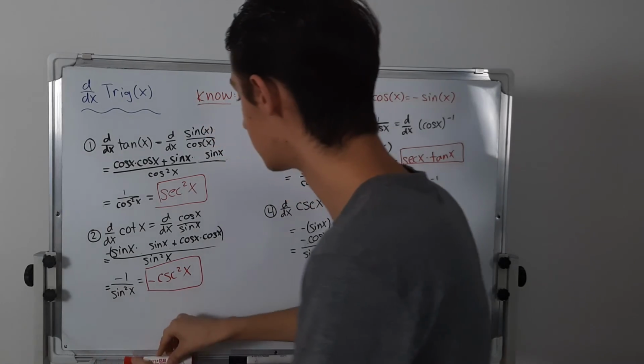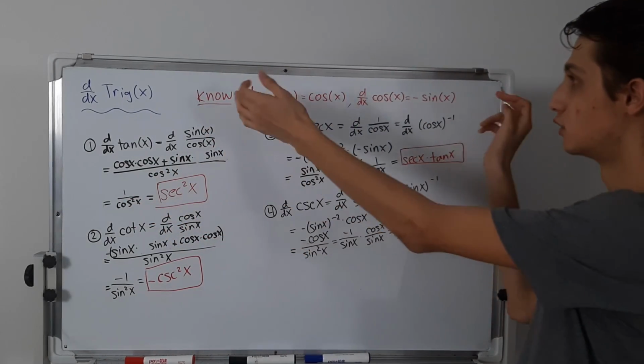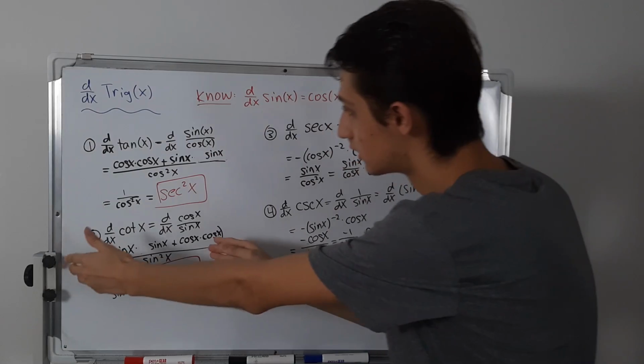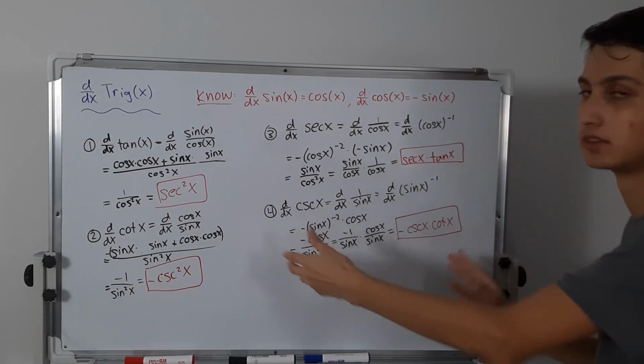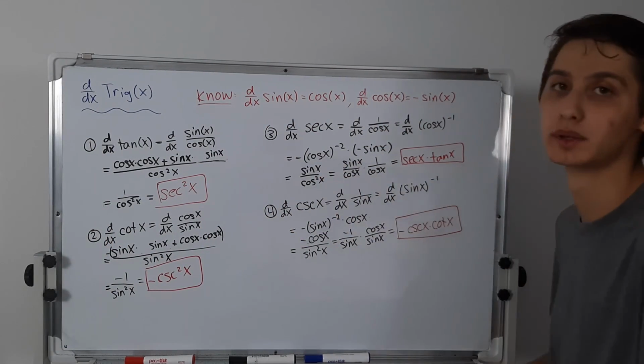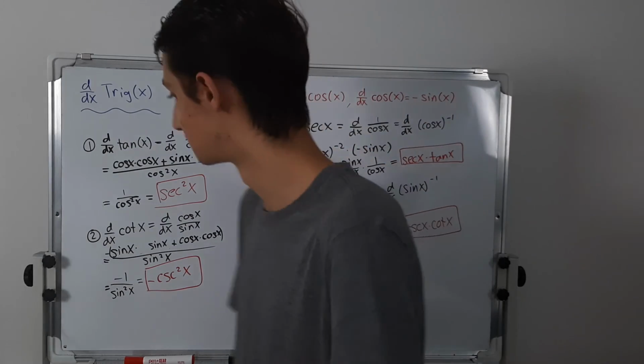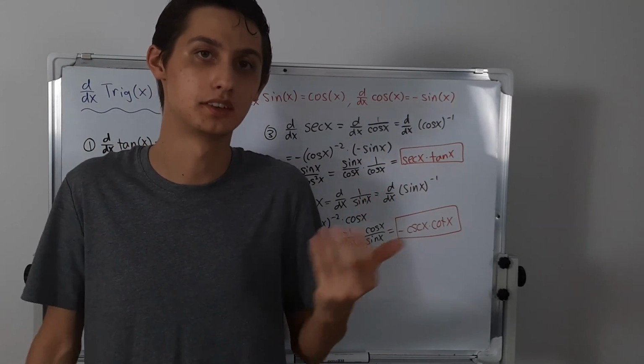So these are the 6 major trig functions. Two of them we already assumed. Easily derive these with the quotient rule, easily derive these with the chain rule, or the quotient rule, but chain rule is better. So yeah, this is just an easy way.